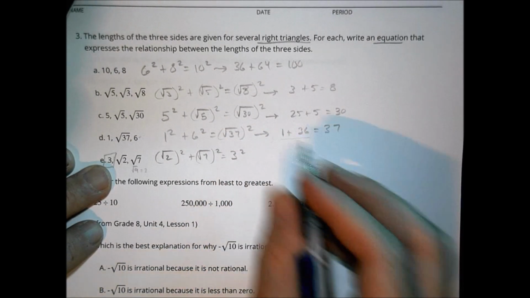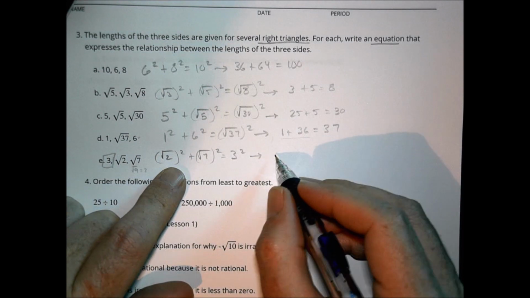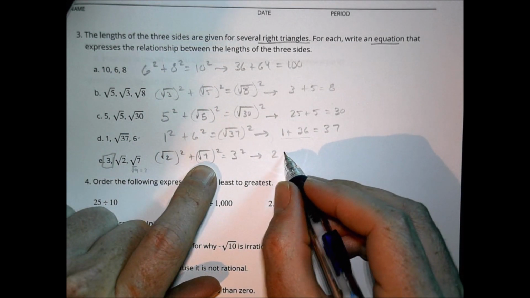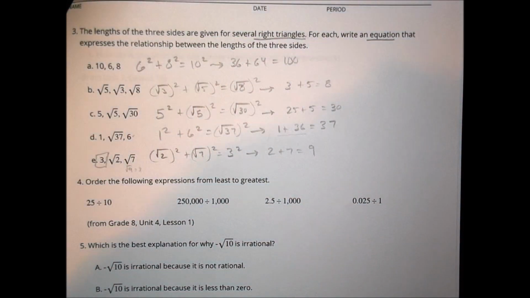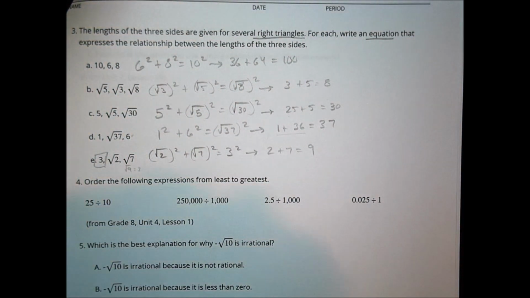Root 2 squared is going to be what? 2. Root 7 squared is 7. And then 3 squared is 9. So 2 plus 7 is 9. So make sure you get your order right when you're doing those things, just being careful that you got the right numbers you need. Alright, order the following expressions from least to greatest.